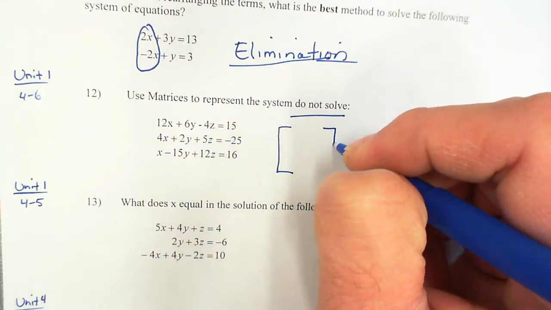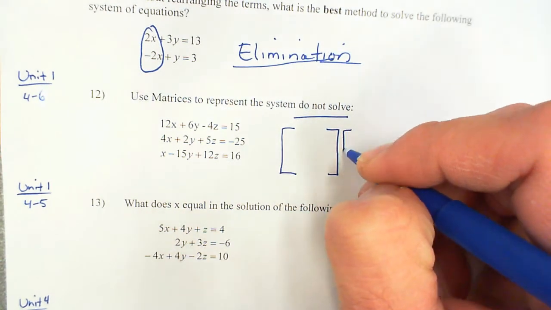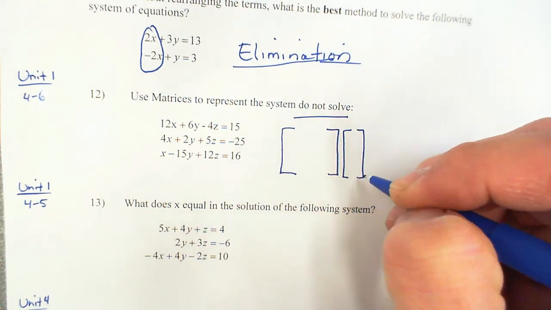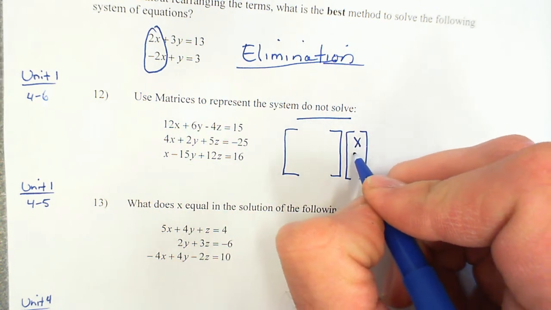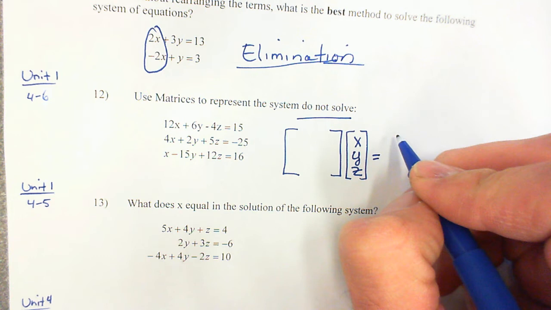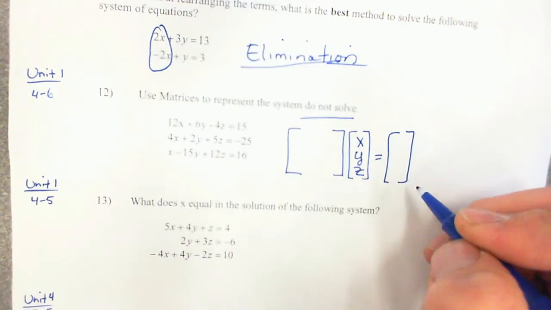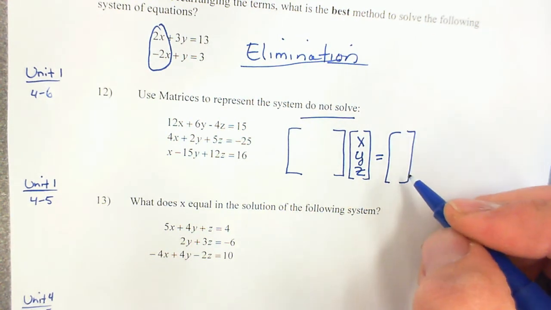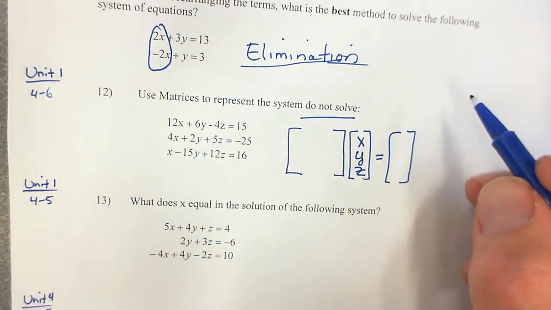So remember, we start off with a matrix. This is going to be for your coefficients. Then we're going to have a matrix for our variables. Looks like our variables are x, y, and z. So I'm going to go ahead and put x, y, and z in here. And then that's going to equal one remaining matrix, which is going to represent what your equations are equal to.